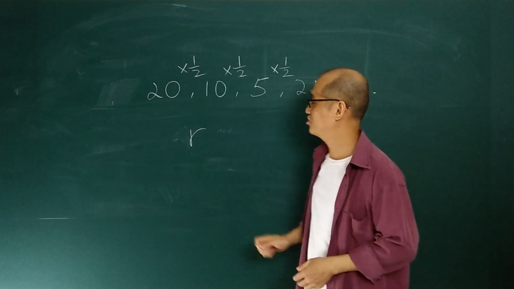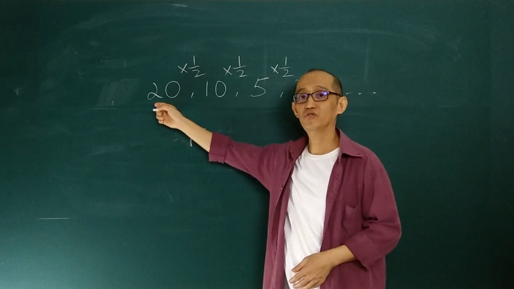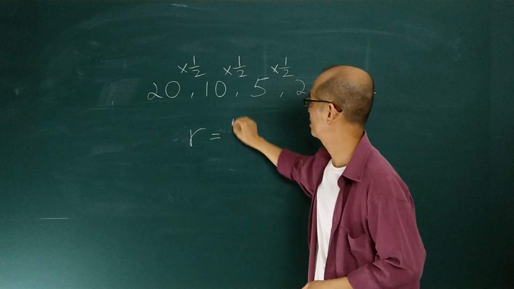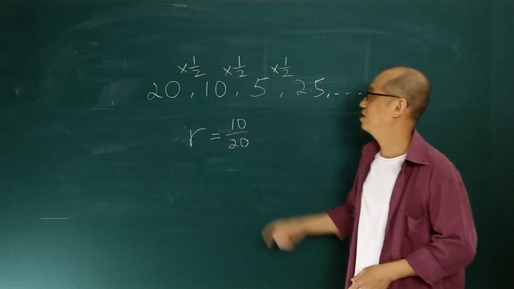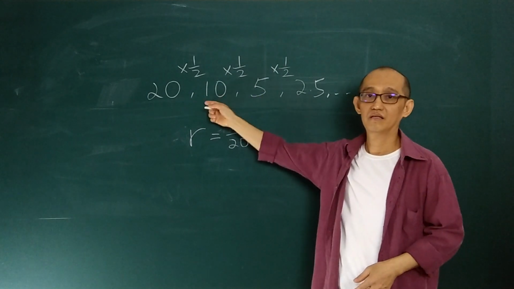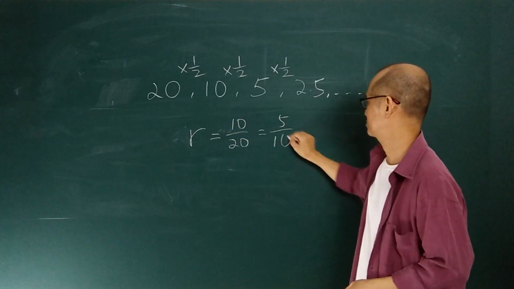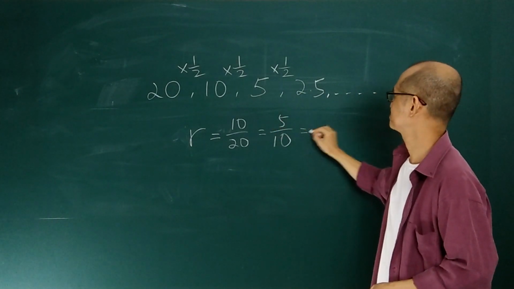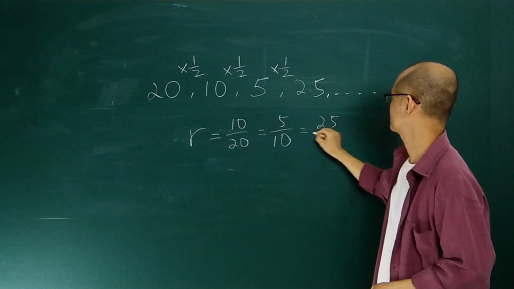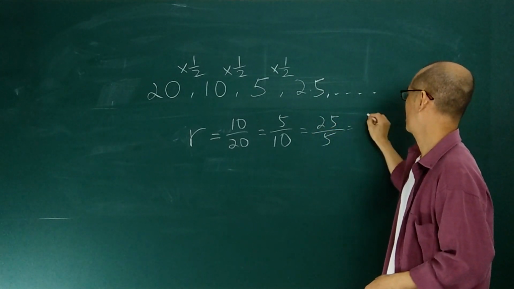We can get the common ratio by taking the ratio of the second term to the first term, 10 over 20, or the third term to the second term, or the fourth term to the third term. We'll get 1 over 2.